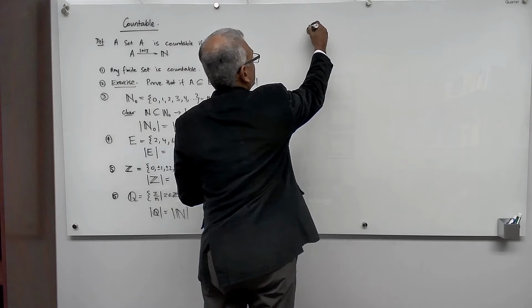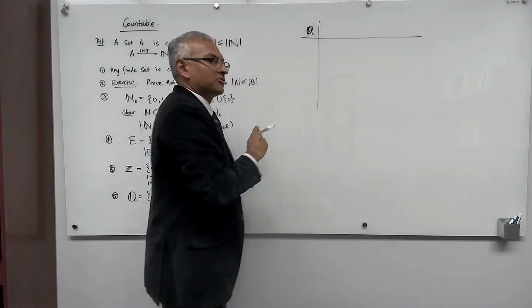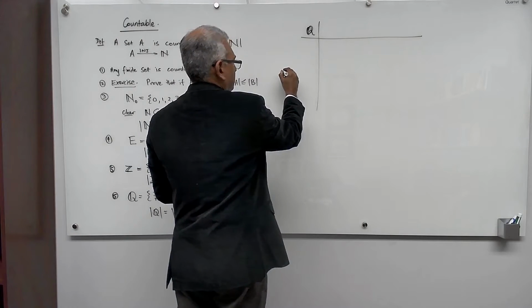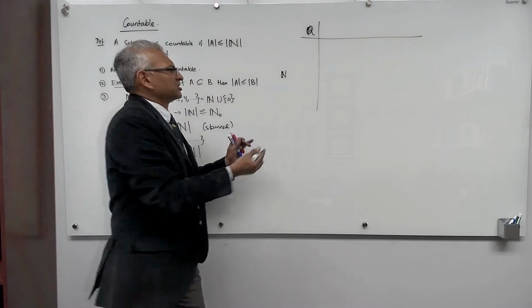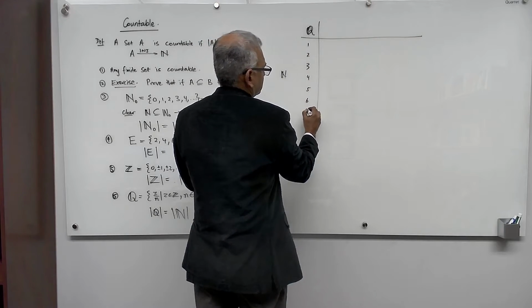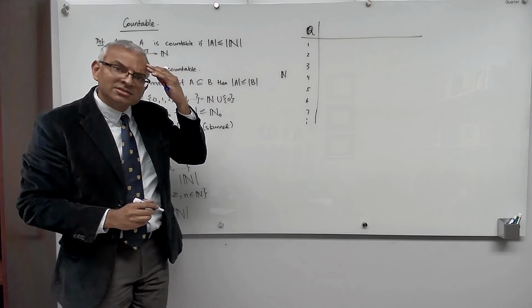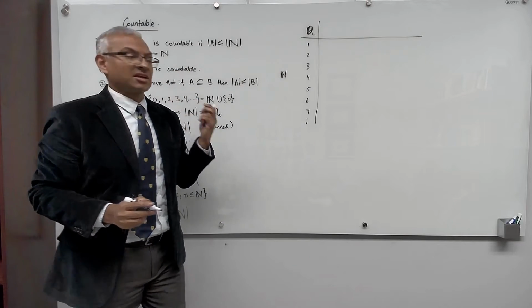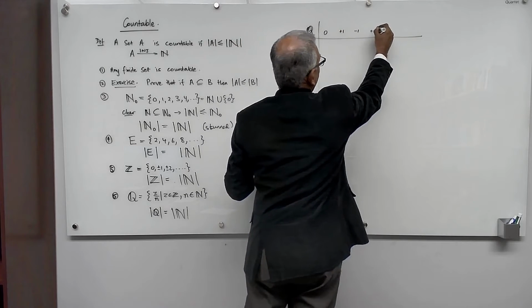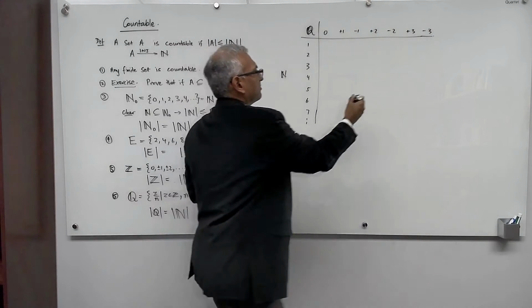So Q, the rational numbers, are ratios of integers and natural numbers. So let me list the natural numbers. We know the natural numbers are listable by definition. So the natural numbers are 1, 2, 3, 4, 5, 6, 7, and so on. Okay, and now let me list the integers. And how do we know the integers are listable? I just gave you that list. The integers are countable. So 0, plus 1, minus 1, plus 2, minus 2, plus 3, minus 3. And we can keep going in this list.